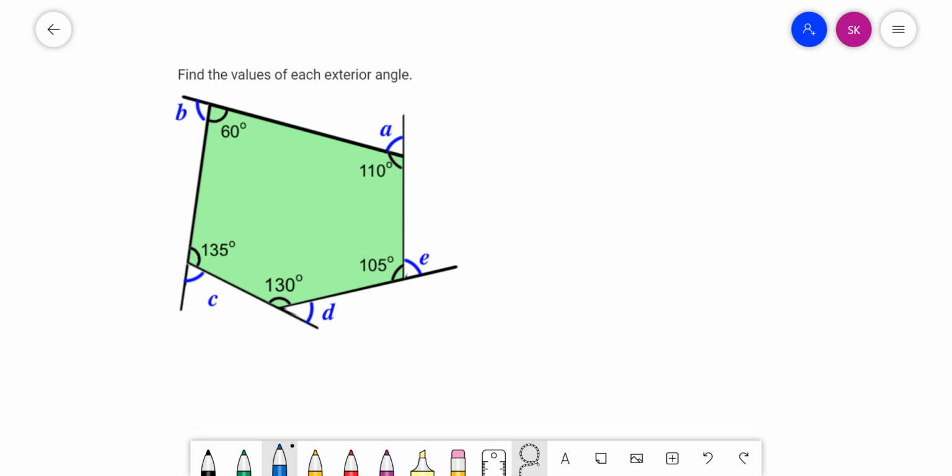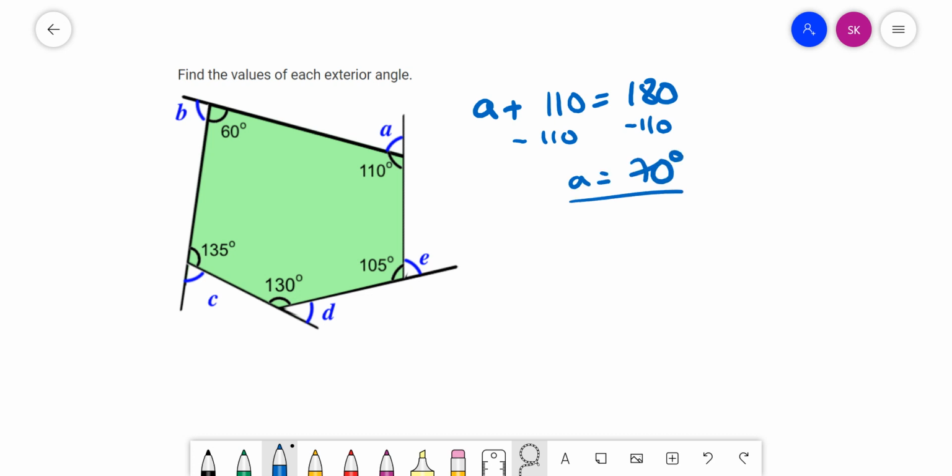Well, hopefully you can see we've got each of these exterior angles. We've got the interior angle next to it. Interior plus exterior add up to 180. So we've got A plus 110 equals 180. So therefore A equals 70 degrees. Make sure we're marking as we go.